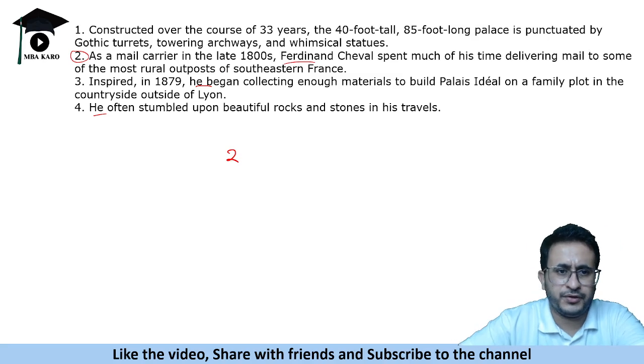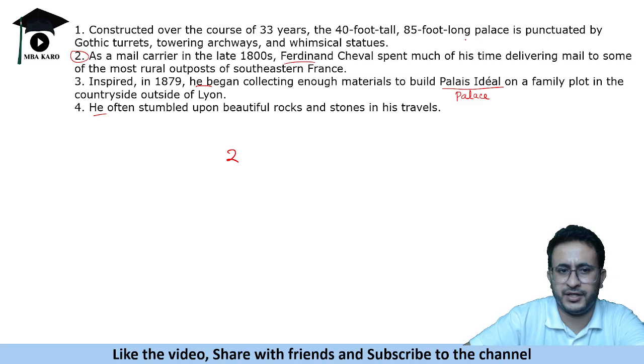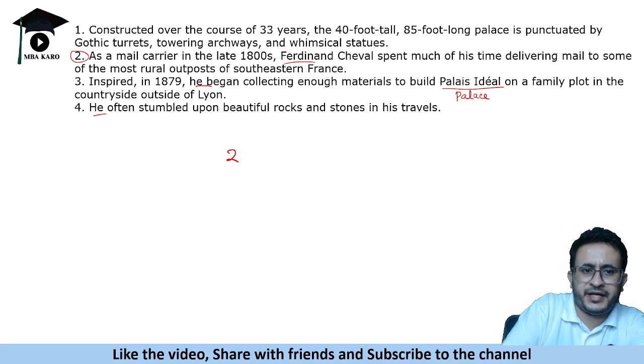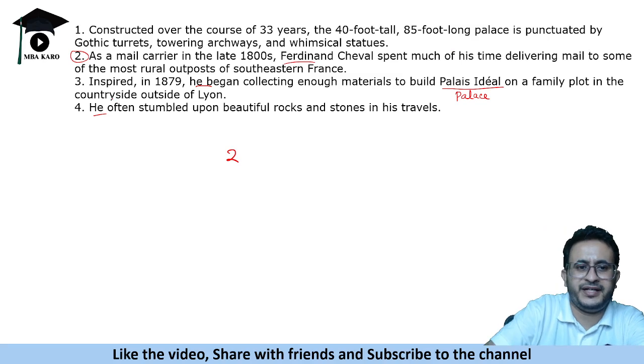Okay, now 3 and 4, he says that 3 says inspired he began collecting enough materials to build some palace ideal. So it's a French word, so palace might be meaning palace in English. And the palace is being talked about here, right? Now inspired from what, right? He is delivering mail, is he getting inspired from it? Or if you look at the 4th sentence, he says he often stumbled upon beautiful rocks and stones in his travels. So he gets inspiration from these. So after 2 we shall have 4.